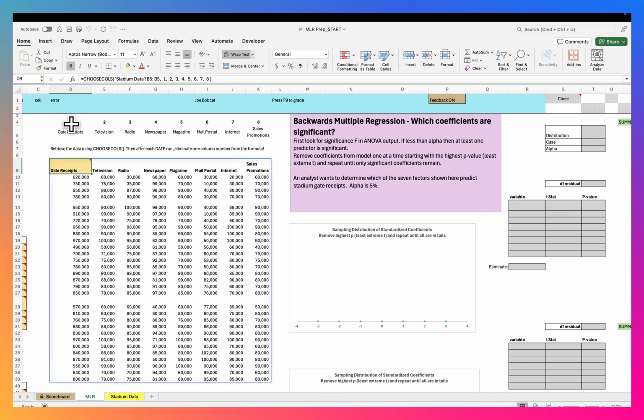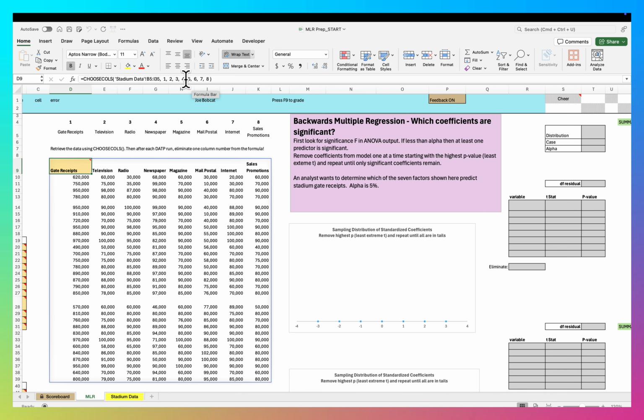And up here, just to remind you what those columns are, column 1 is gate receipts, 2 is television, 3 is radio, 4 newspaper, 5 magazine, 6 mail postal, 7 internet, and 8 sales promotions. And this will become very important because as we eliminate columns, we will want them to drop off the list. And we'll be able to do that simply by erasing the column number from this formula, and then the formula will remake. I'm going to show you how that would work.